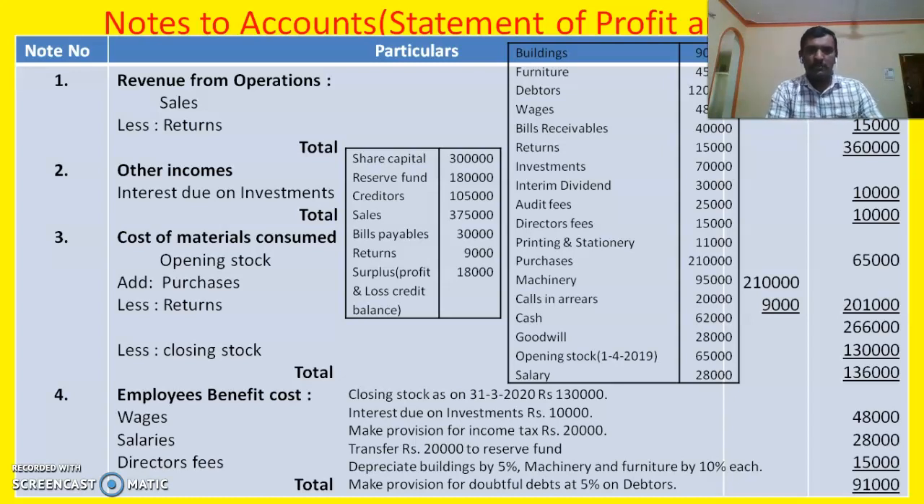Then we have to move towards the next note, that is regarding employees benefit cost. And before that, I will make very clear regarding the 2 more items left here in the statement of profit and loss. That is, one is changes in inventories and purchase of stock in trade. Regarding those, no information is provided in trial balance as well as in the adjustment, so we will just leave it. And now to go to the next note, that is employees benefit cost.